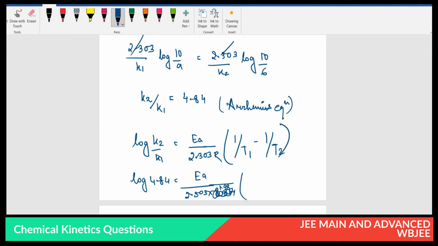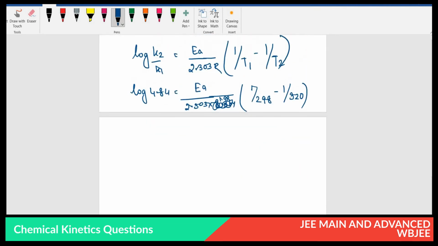Now 1 by T1 is 1 by 298 minus 1 by 320, the second temperature. Right. So if we solve this out step by step, log of 4.84 becomes equal to 0.684. And if you solve this part, EA by 2.303 into 1.98, or if you take it as 2 for simplicity's sake, this would be 4.6 roughly. And 1 by 298 minus 1 by 320 comes out to be 2.307 into 10 to the power minus 4.